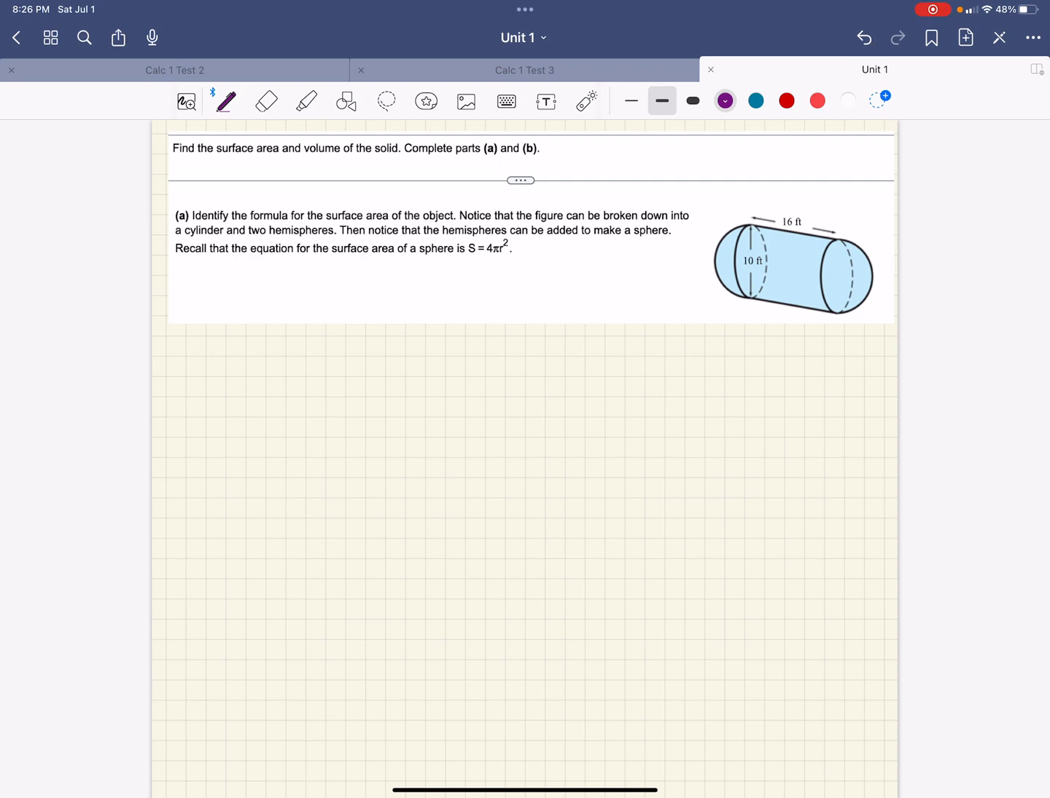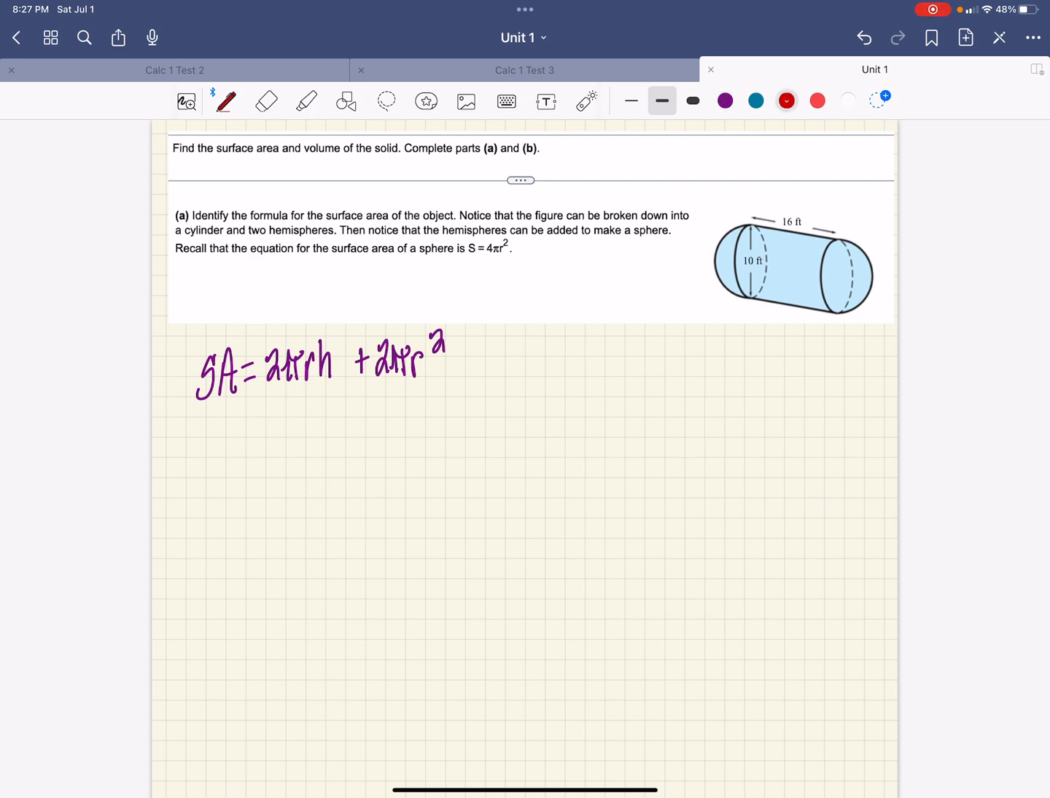So basically what we have is a cylinder, and here's my cylinder right here. And then I've got half of a sphere right here, and half of a sphere right here. Now, when we talk about the surface area of a cylinder, if I was only talking about a cylinder, the surface area would be 2 pi r times h of the cylinder plus 2 pi r squared.